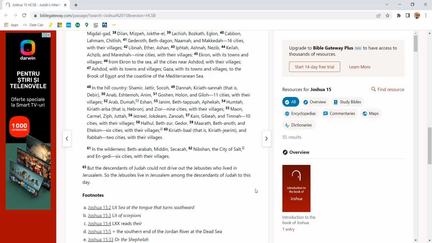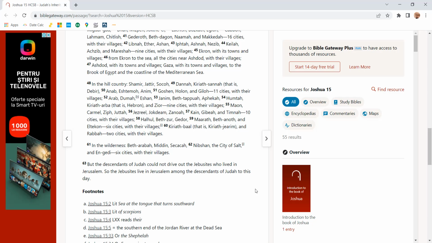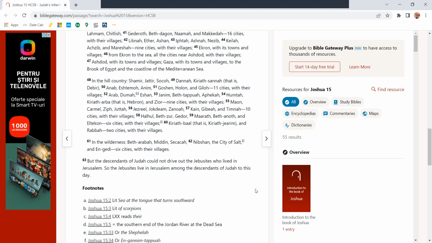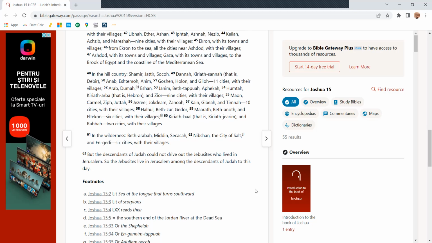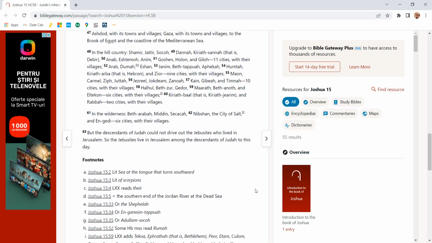Libnah, Ether, Ashan, Iphtah, Ashnah, Nezib, Keilah, Achzib, and Mareshah: nine cities with their villages. Ekron with its towns and villages, and from Ekron to the sea, all the cities near Ashdod with their villages. Ashdod with its towns and villages. Gaza with its towns and villages, and the brook of Egypt and the coastline of the Mediterranean Sea.